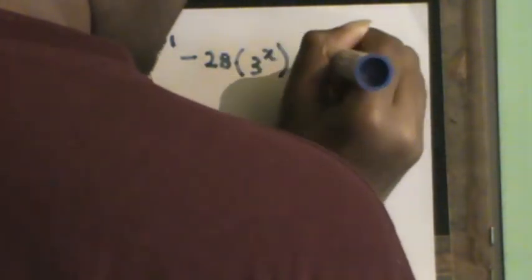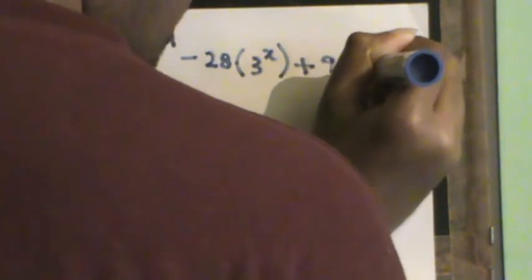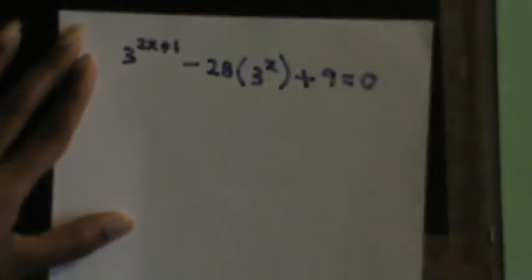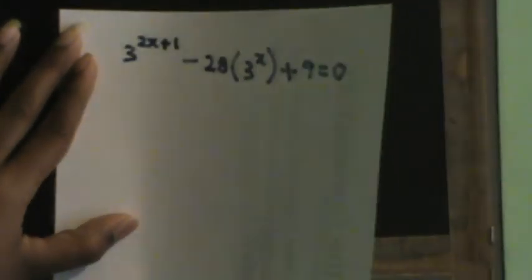If you are given an example like this, say 3 to the power 2x plus 1 minus 28 times 3 to the power x plus 9 is equal to 0. If you are given an equation like that, how can we solve it?